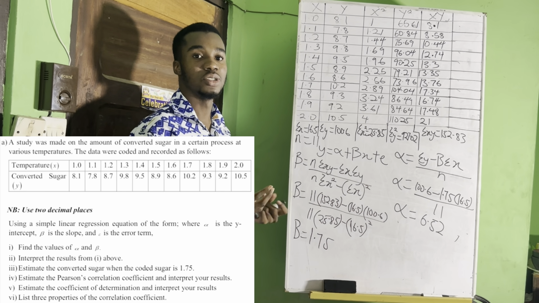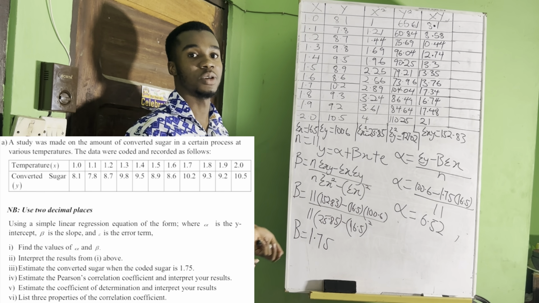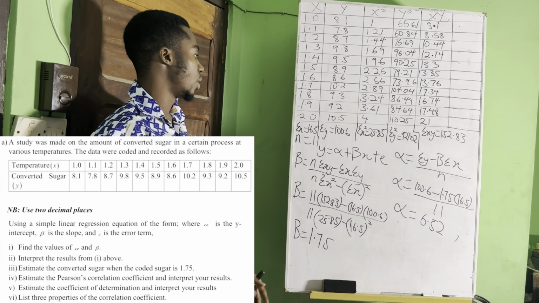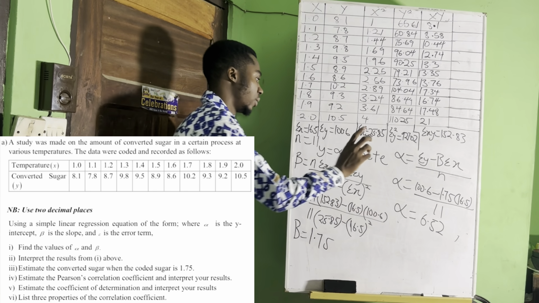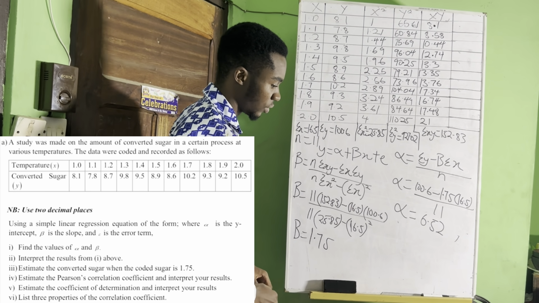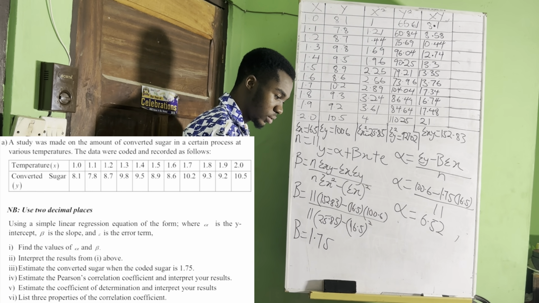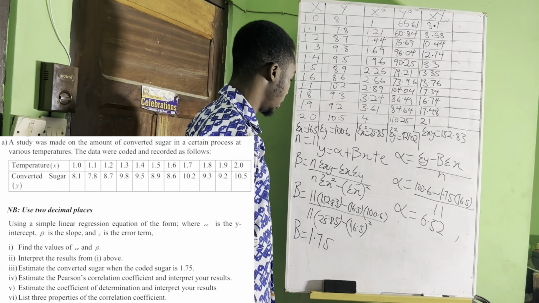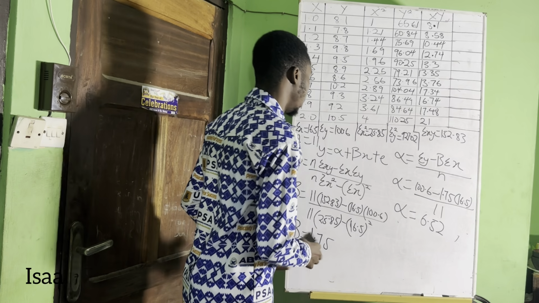So the only thing you need to do is to solve more questions. Once you solve more questions, you'll be used to it, so you know how to go about it. You get it. So now you found the value of alpha and beta as well. So you are done with part i. So let's go to part ii, which says you should interpret the results from part i above. Okay. Let me clean the solution so that we do it.